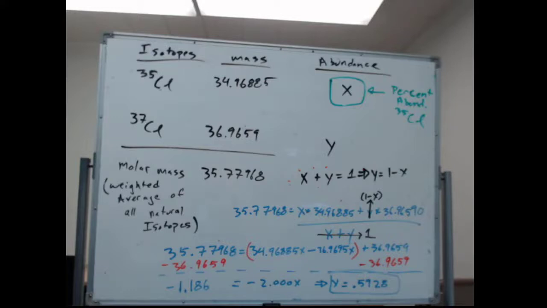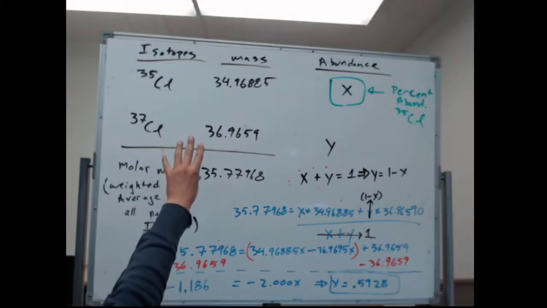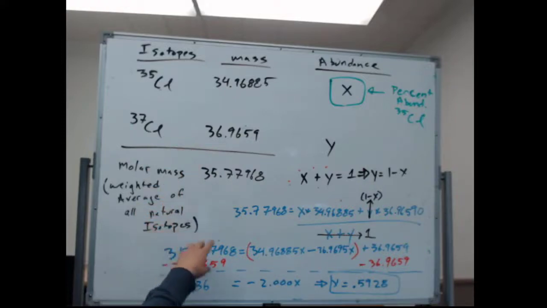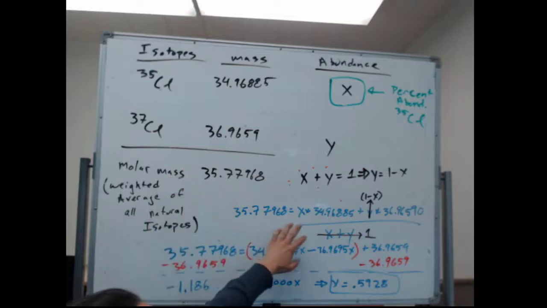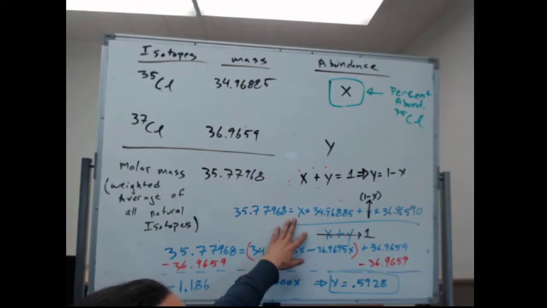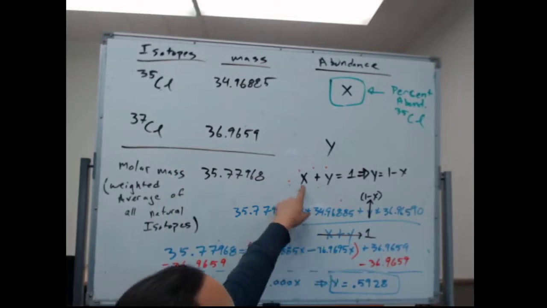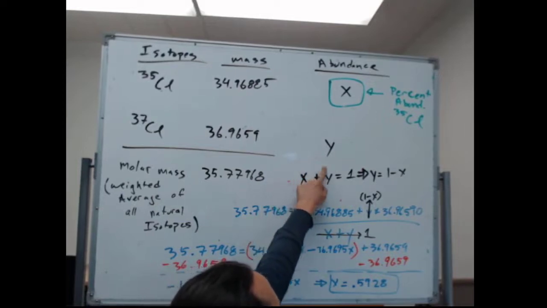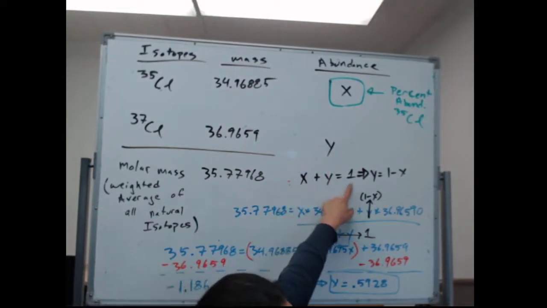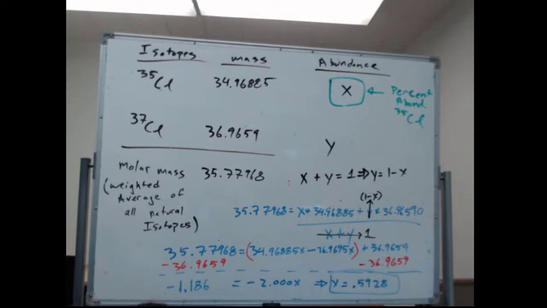Hopefully that makes sense. There's a lot going on in this problem. There's our understanding of what an isotope is. There's our understanding of how molar mass relates to the isotope mass and abundance. And then there's recognizing the fact that all of the naturally occurring isotopes add up to 100% of that element's existence. So, can you explain what the percent abundance means?